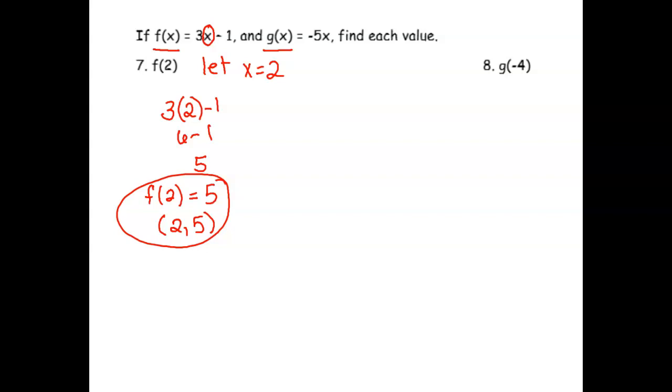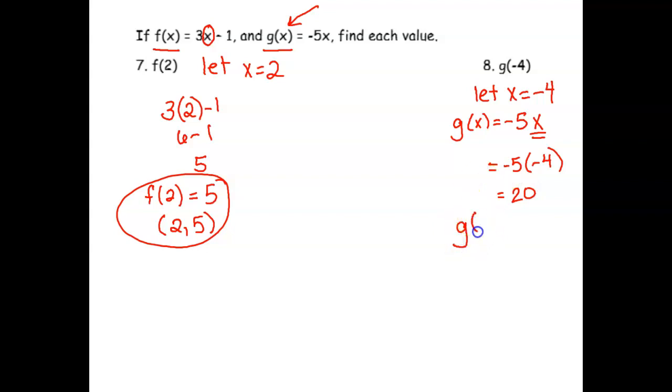Okay, we do the next thing for g of negative 4, only now we're using this g of x function. So in this case, what's in parentheses, we're going to let our x just be equal to negative 4 because that's the only thing in the parentheses. And since our g of x function is equal to negative 5x, every place I have that x, I'm going to put a negative 4. So that's going to be equal to negative 5 times negative 4, which is positive 20. So g of negative 4 is going to be equal to 20. Okay, again, an input of negative 4 gives us an output of 20.